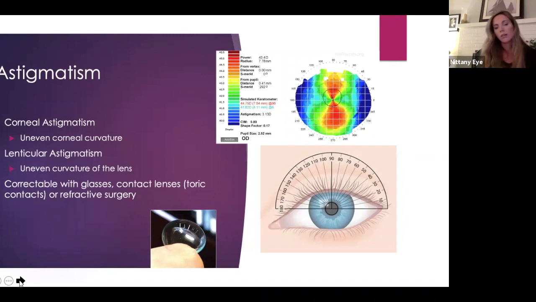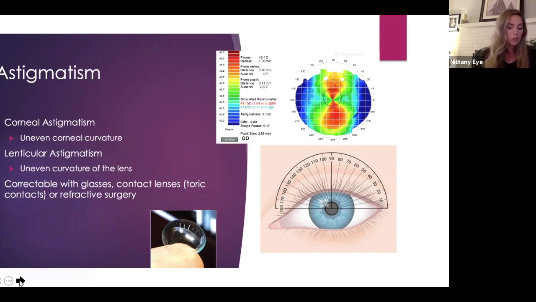When you're looking at the image below, you can see this person's cornea is steeper on the 90 degree axis, and then it's flatter on the 180 degree axis. That's how we figure out part of your prescription for glasses and contact lenses, by the shape of the front of the eye.